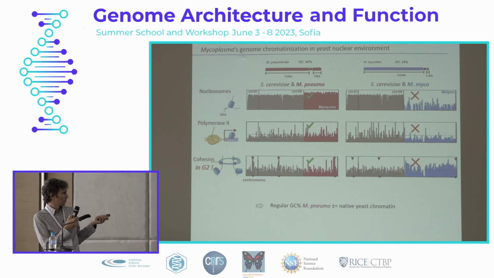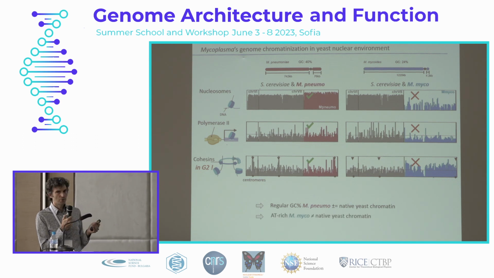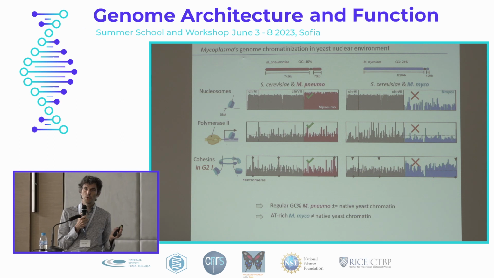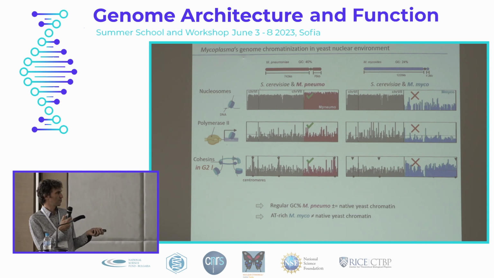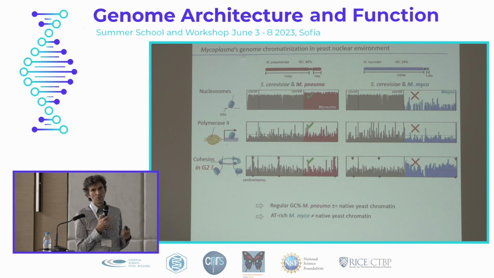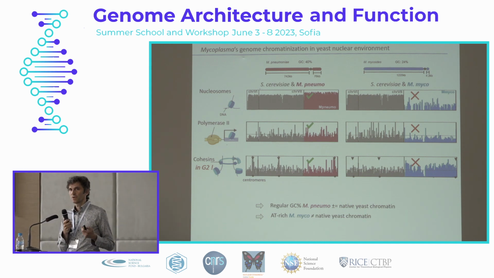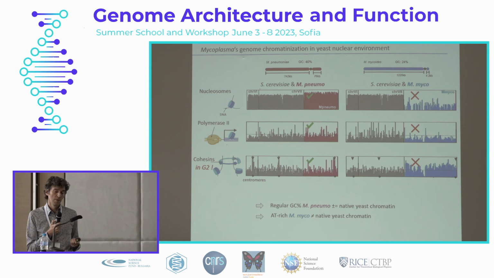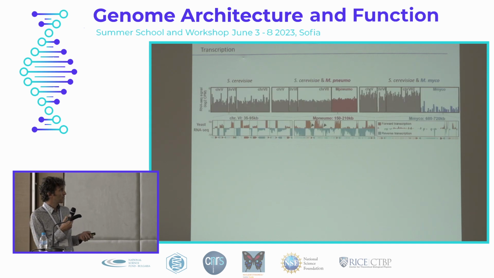So this brief overview shows you that the regular GC content M. pneumo genome behaves a bit similarly to the native yeast chromatin, and the AT-rich Mycoplasma mycoides genome is quite different from the native yeast chromatin. So we wondered whether or not we could learn to predict these features. This was done with Julia Mozziconacci.